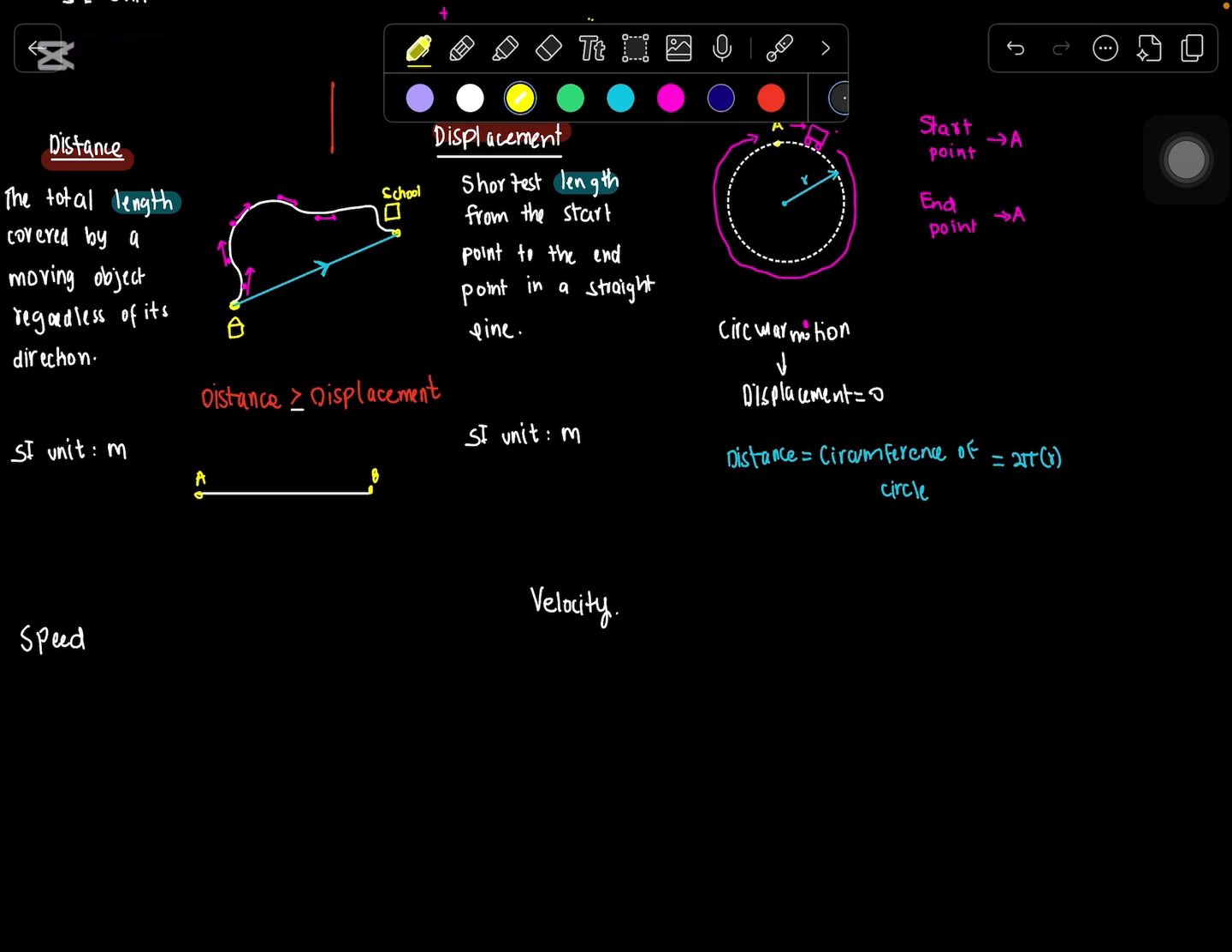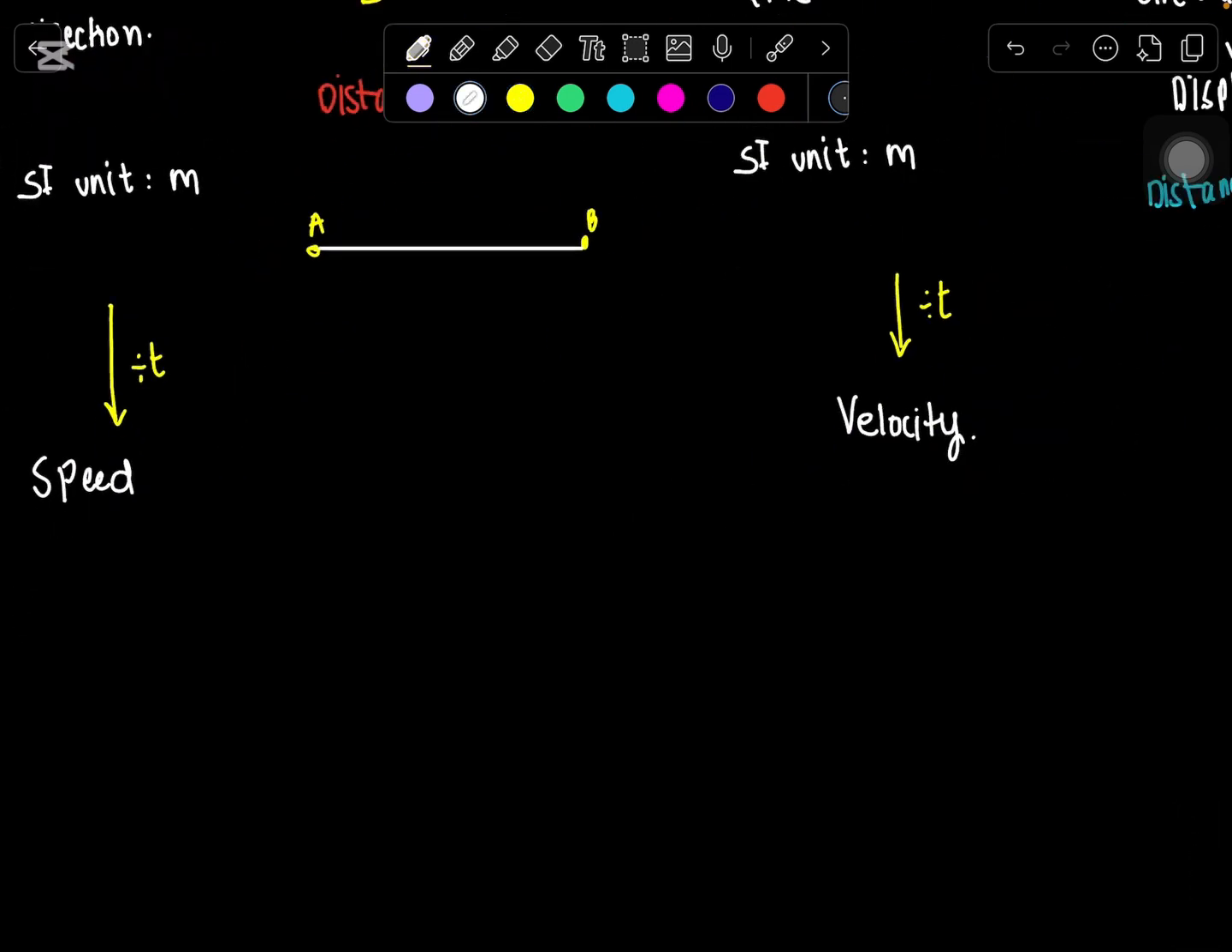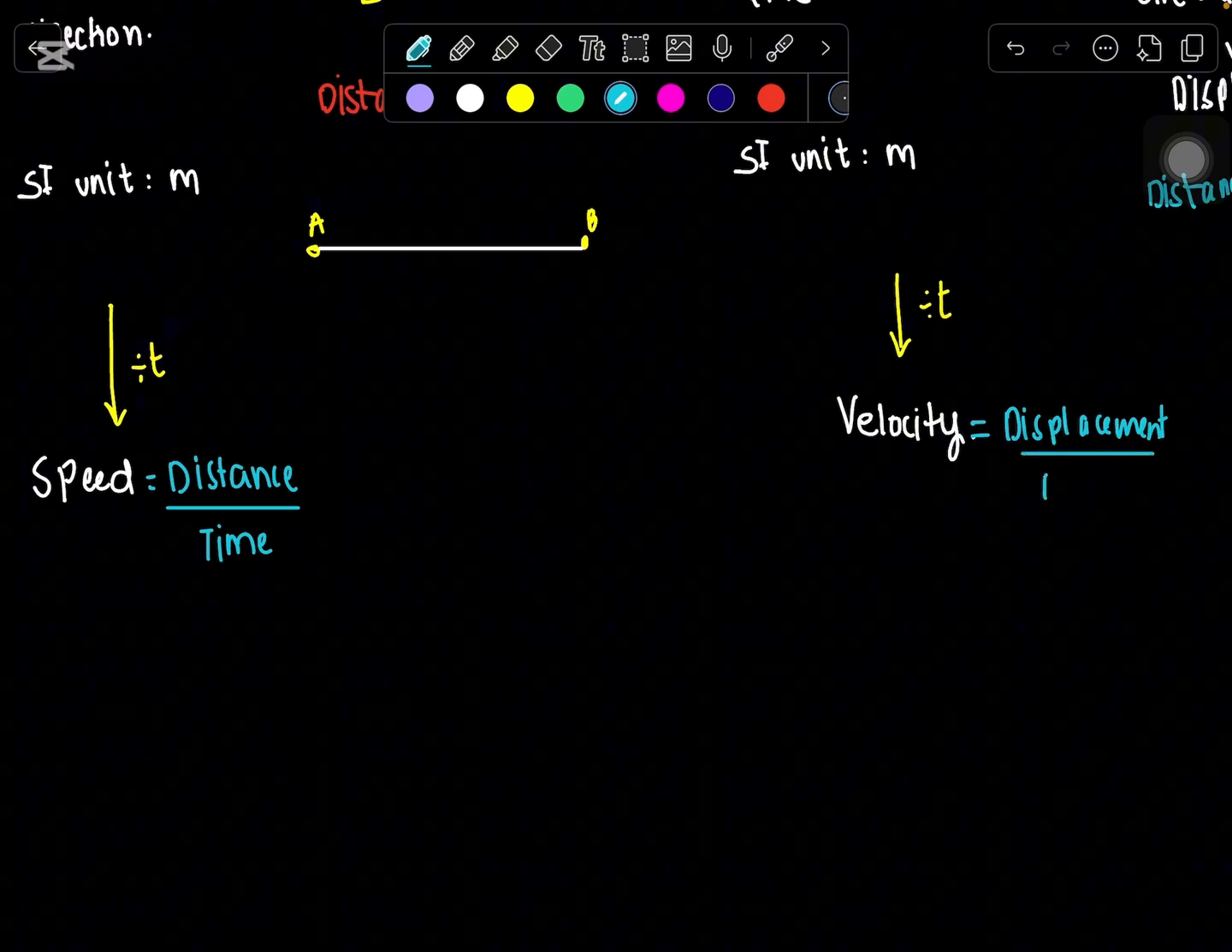If you divided distance by time, you would get speed. And if you divided displacement by time, you would get velocity. Let me repeat that. Speed is equal to distance divided by time, and velocity is equal to displacement divided by time.